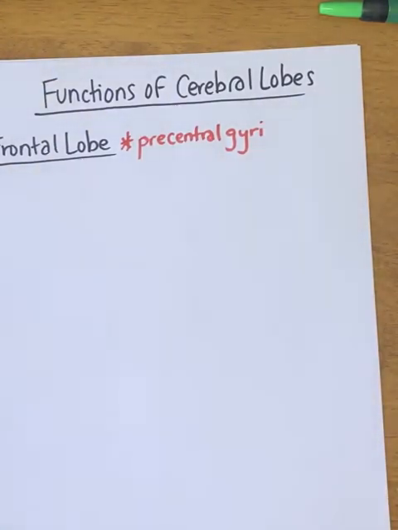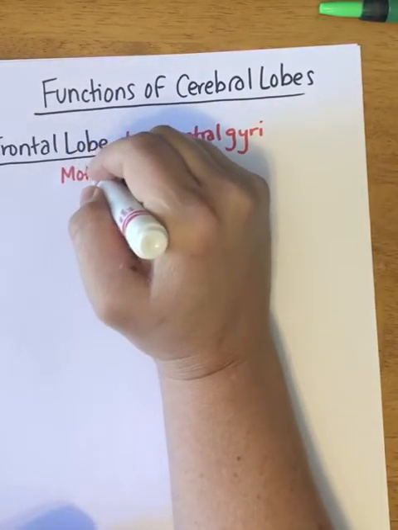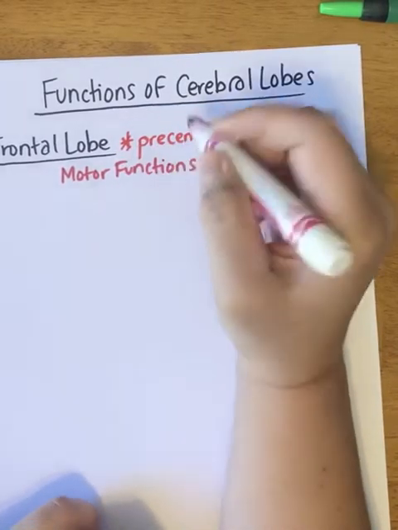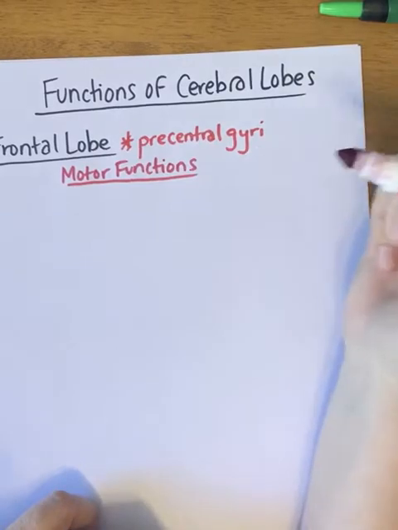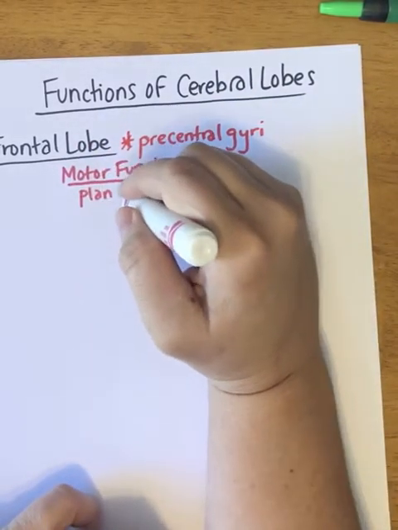Now, when we learned the safety pin cycle, I've always done motor as red. So your frontal lobe's major job is motor functions. That means that motor neurons are going to arise from the frontal lobe. These are going to help you plan and execute movements.